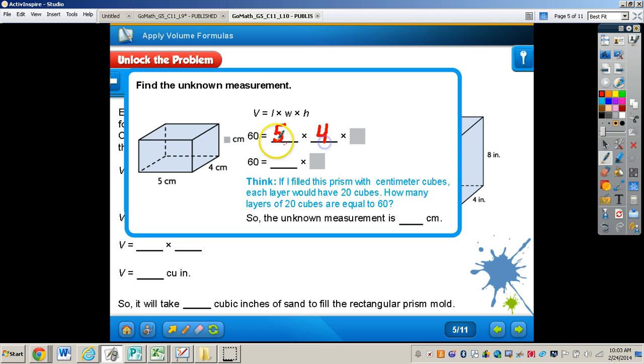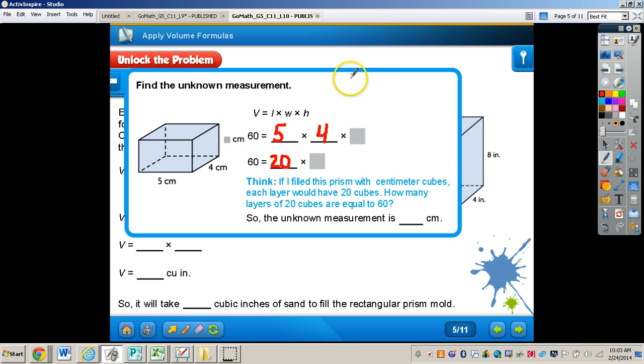that's going to give us the length and width, the base area, but we need to figure out 5 times 4 times what number will actually give us 60. So we know that 5 times 4, that's going to give us 20.